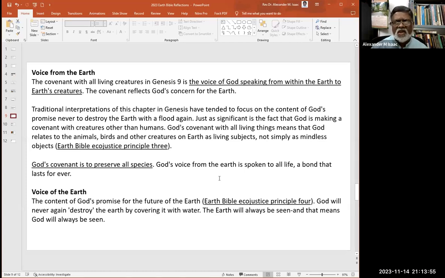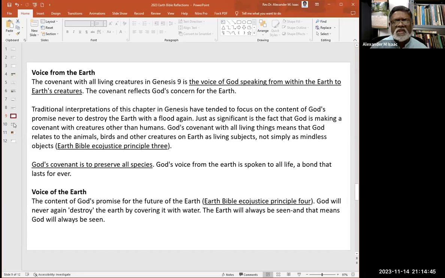God's covenant with all living things means that God relates to the animals, birds, and other creatures on earth as living subjects, not simply as mindless objects. Therefore, intrinsic worth is the principle 3 that is upheld here. God's covenant is to preserve all species. God's voice from the earth is spoken to all life, a bond that lasts forever. Now we have the voice of the earth again. The content of God's promise for the future of the earth, that is principle 4. God will never again destroy the earth by covering it with water. The earth will always be seen, and that means God will always be seen.